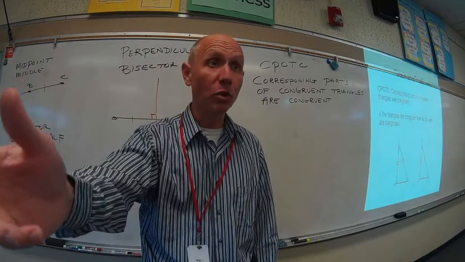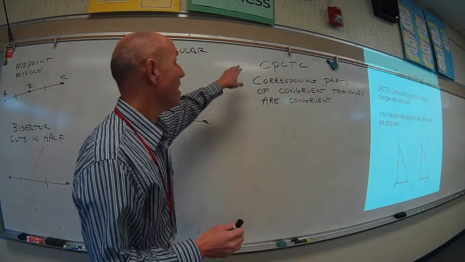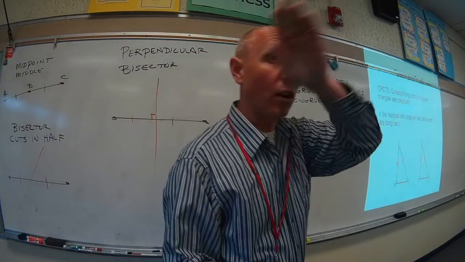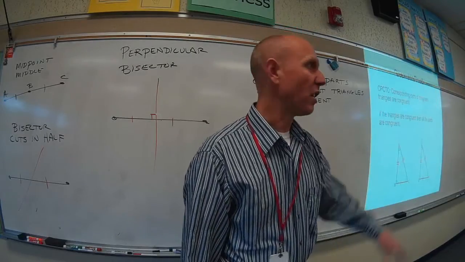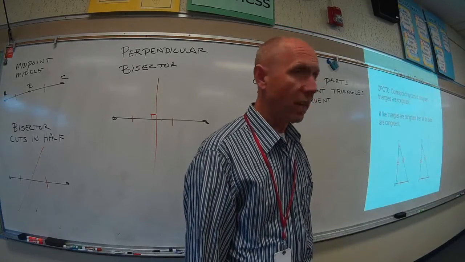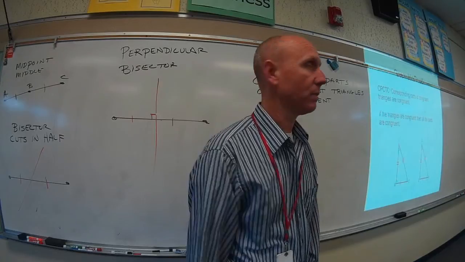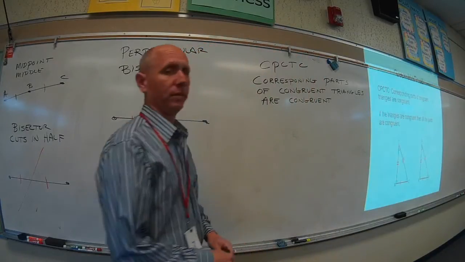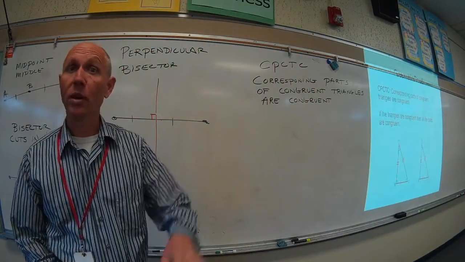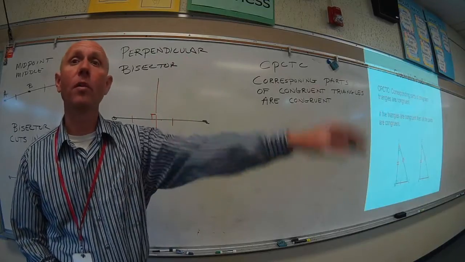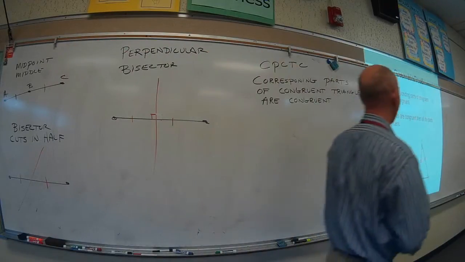So this is saying if two triangles are congruent, then all their parts are congruent. Are their angles congruent? Yes. Are their sides congruent? Yes. That's what that says. So if the two triangles are congruent, then all the parts are congruent.